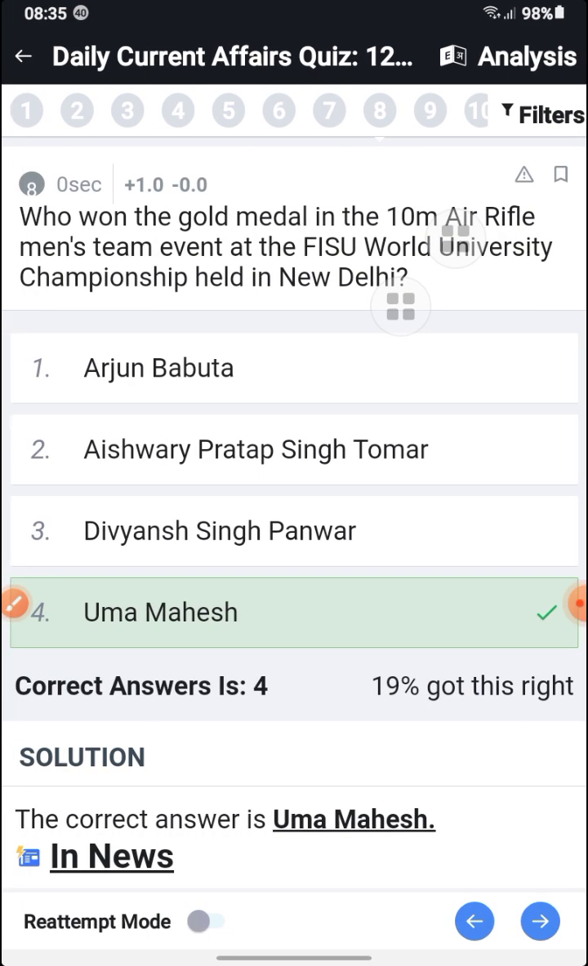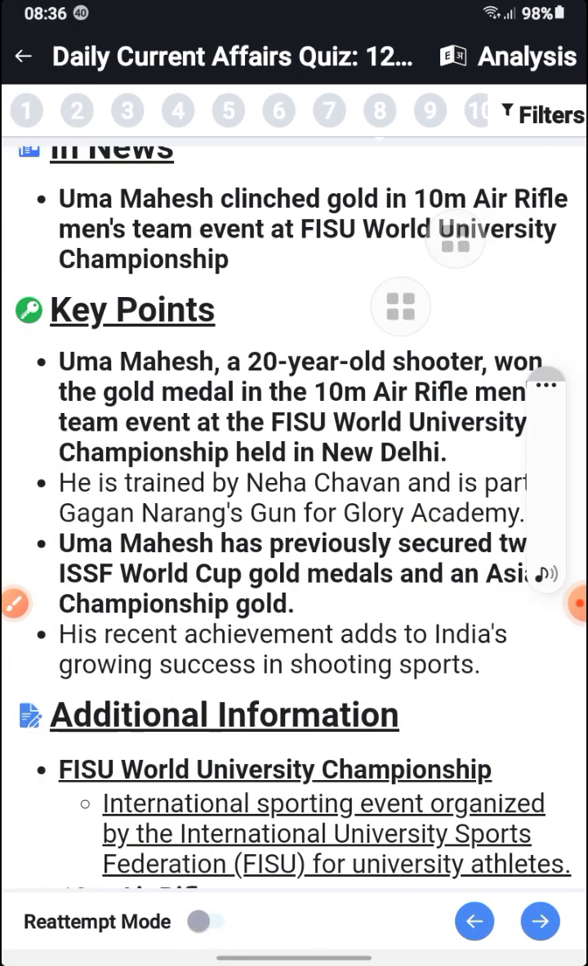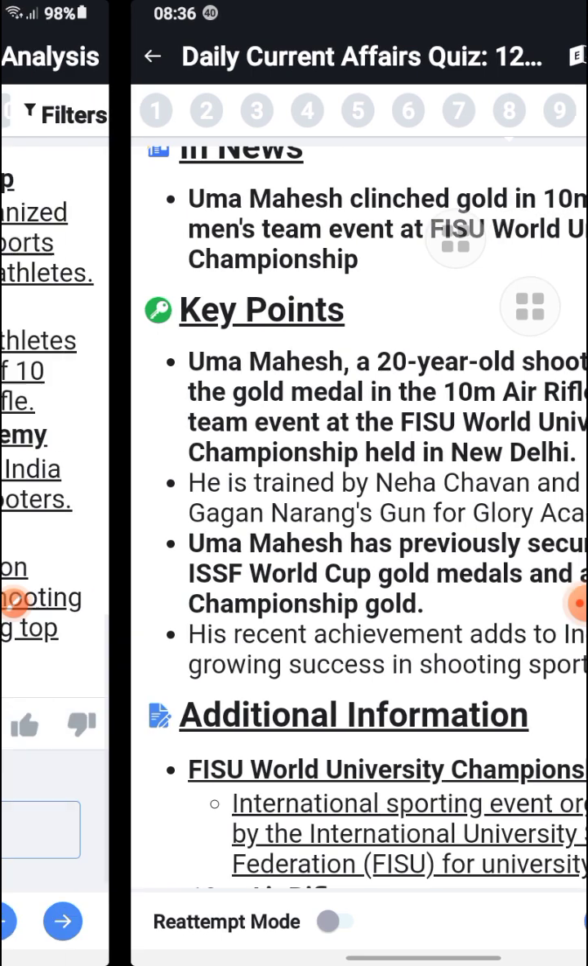Who won the gold medal in the 10m air rifle men's team event of the FISU World University Championship? Uma Mahesh. The 20-year-old shooter won the gold medal in the air rifle men's event at the FISU World University Championship, and was previously a World Cup gold medalist at the Asian Championship.